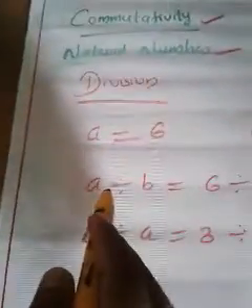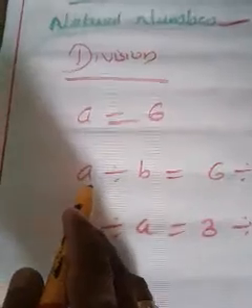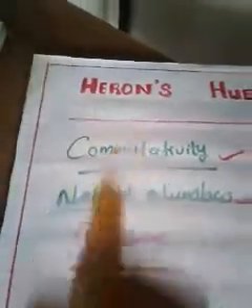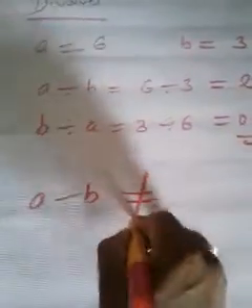Compare both results. Both are not equal. See, when we calculate a divided by b and b divided by a, whenever you are calculating a divided by b, you should calculate b divided by a, because of the property commutativity. So we found that a divided by b and b divided by a are different. So what can we say, a divided by b is not equal to b divided by a.